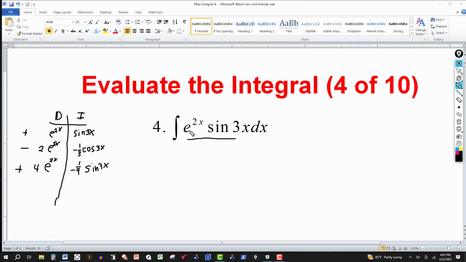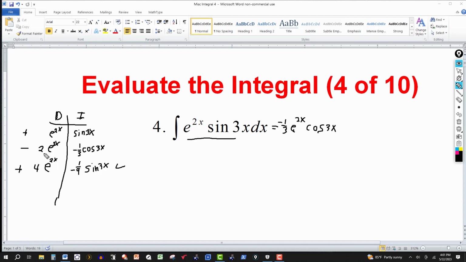Notice I started off with an e and a sine. And now when I get to this derivative here, I have an e to the 2x and a sine. Whenever that repeats, you stop there. And this is the way we're going to do it. This will equal, we multiply diagonally this way. So it'll be e to the 2x times this minus 1/3, so e to the 2x, and I put the minus 1/3 out in front. And then the cosine 3x.